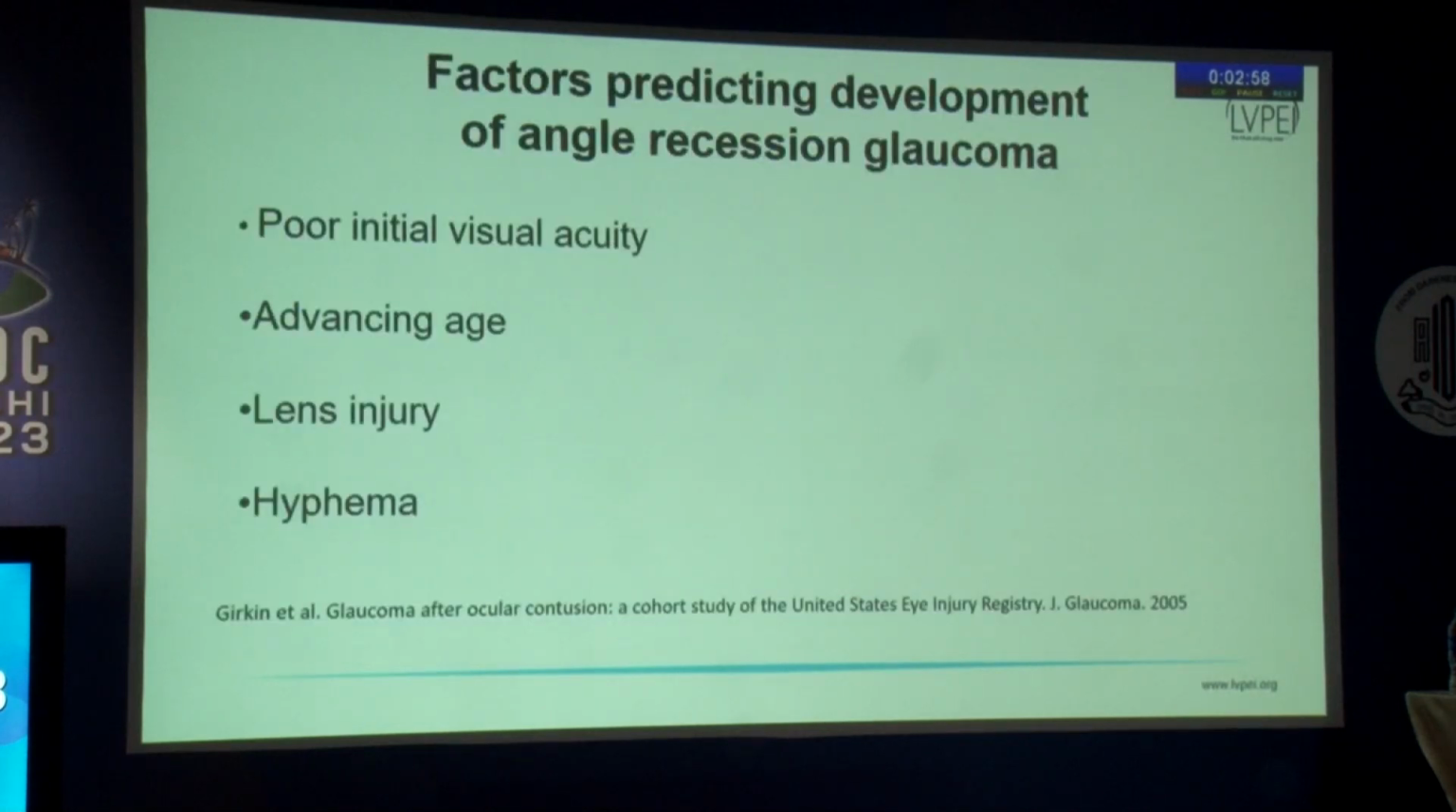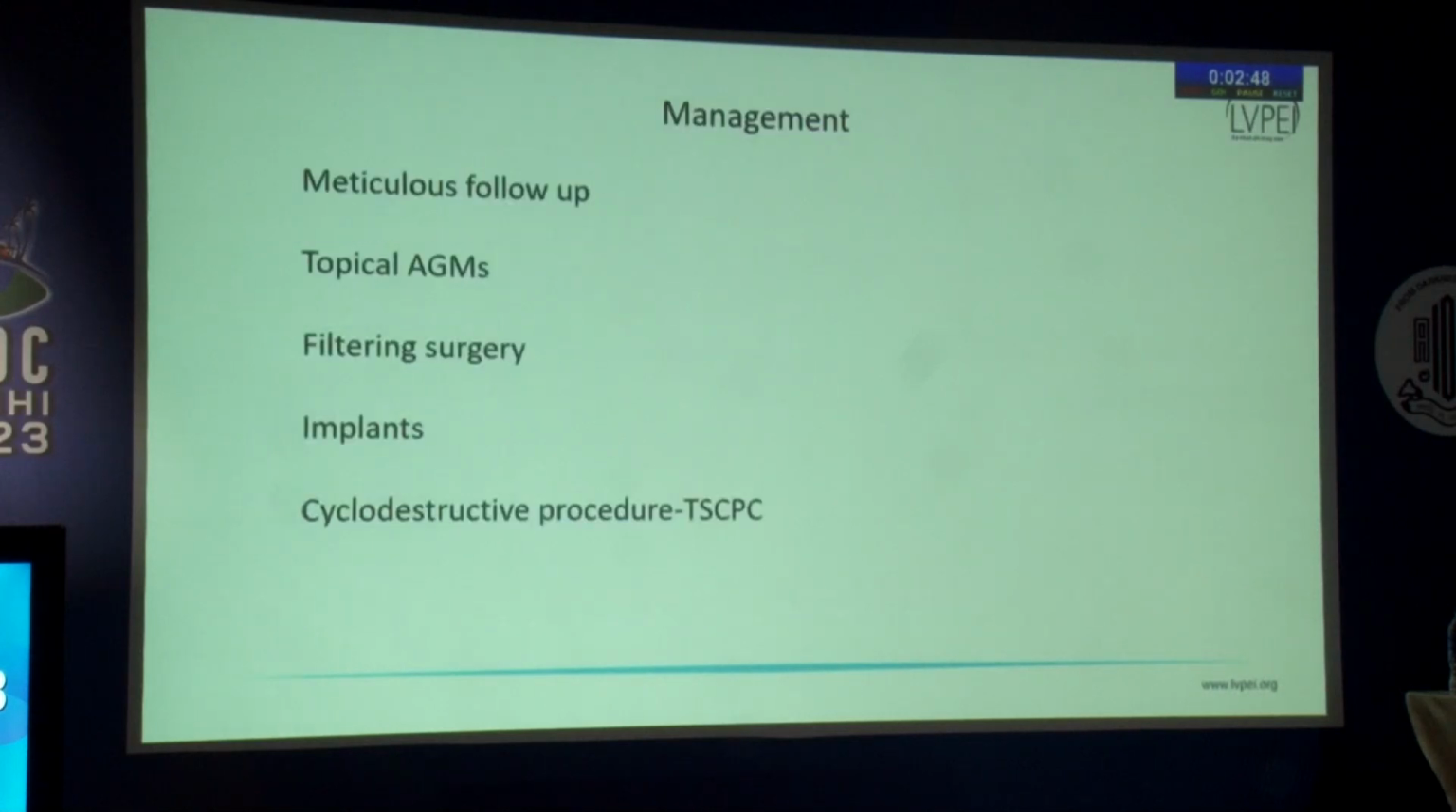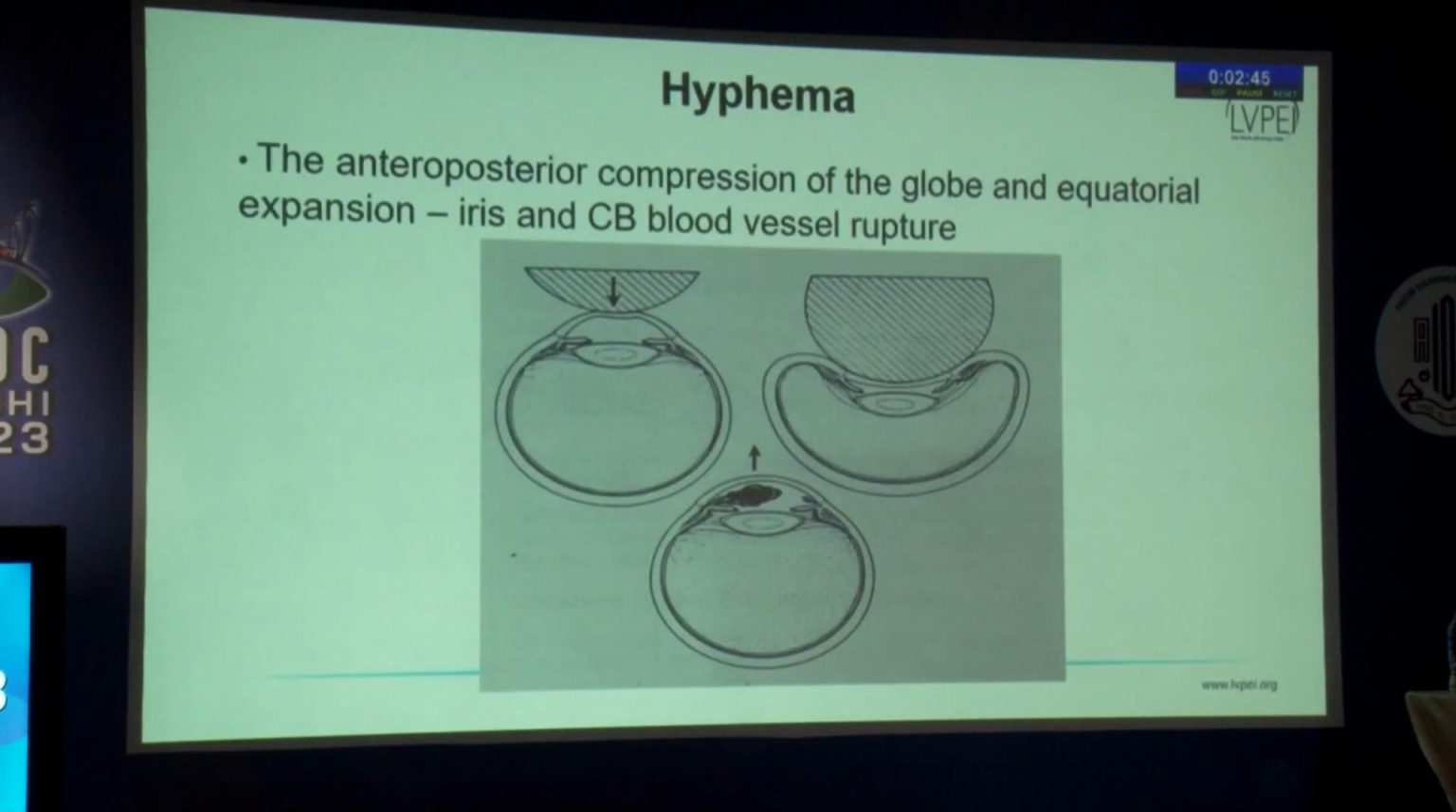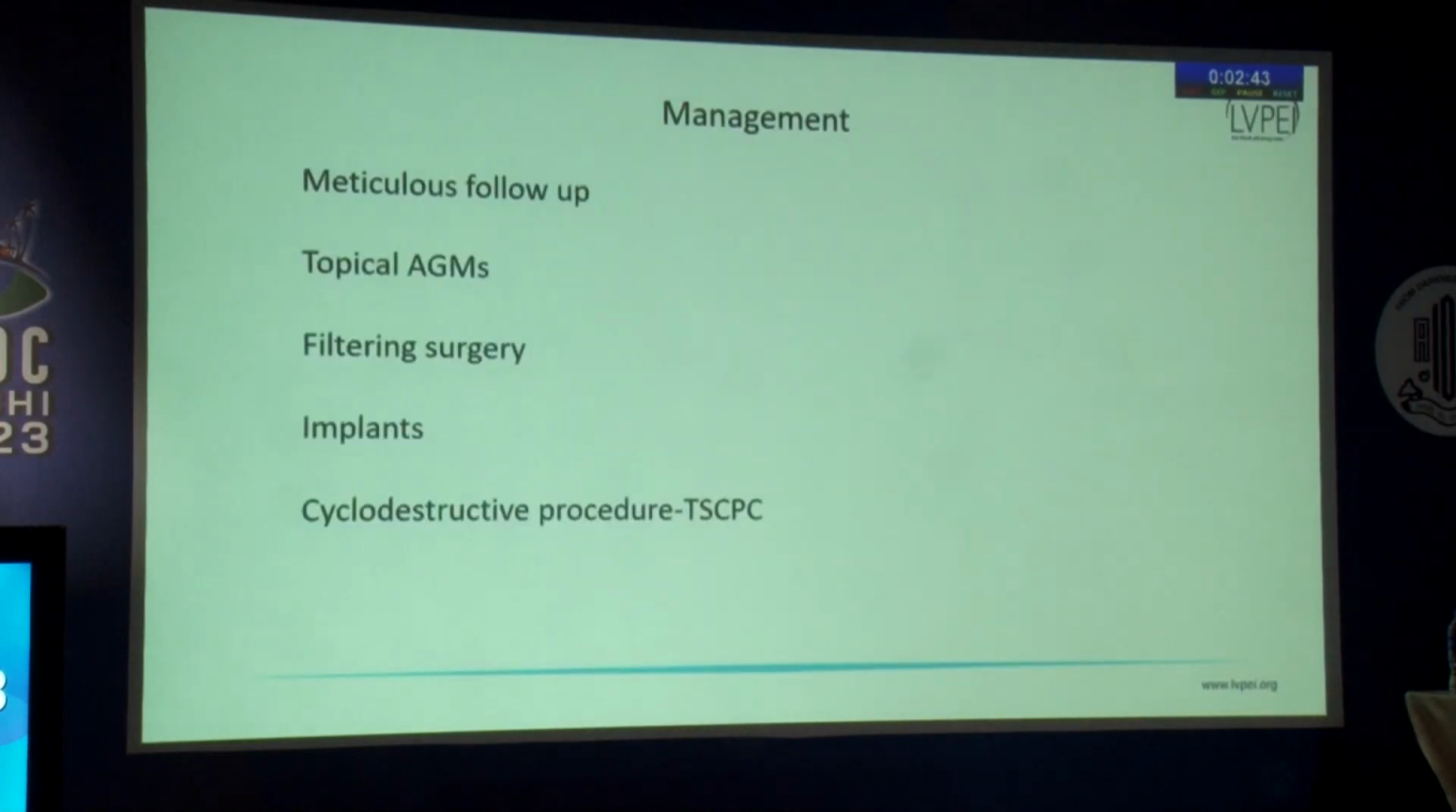So what are the factors which predict the development of angle recession glaucoma? The poor initial visual acuity after the trauma, higher age, and lens injury and hyphema. So how do we manage? Just like open angle glaucoma only, we have to do meticulous follow-up, treat medically, and if not controlled medically, we have to go for surgical procedures, starting from filtering surgeries, implants, to finally cyclodestructive procedures.